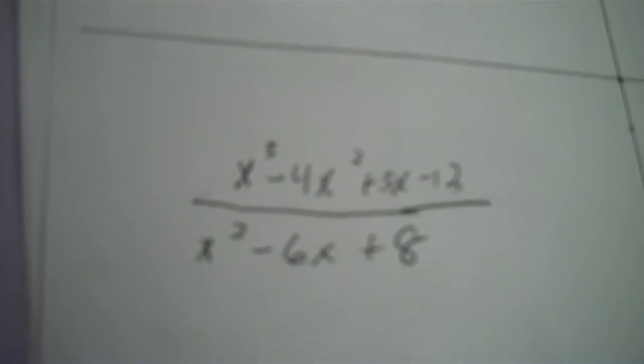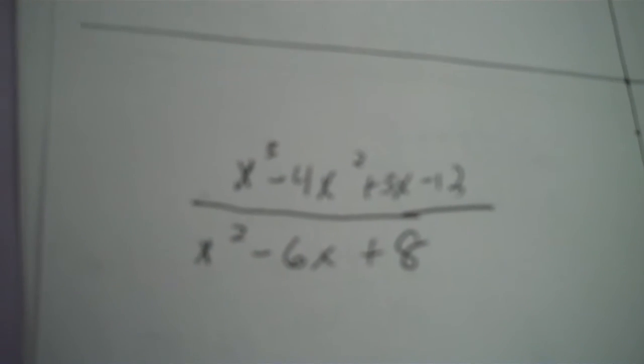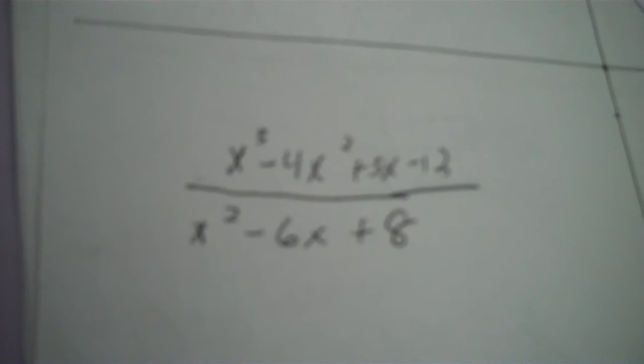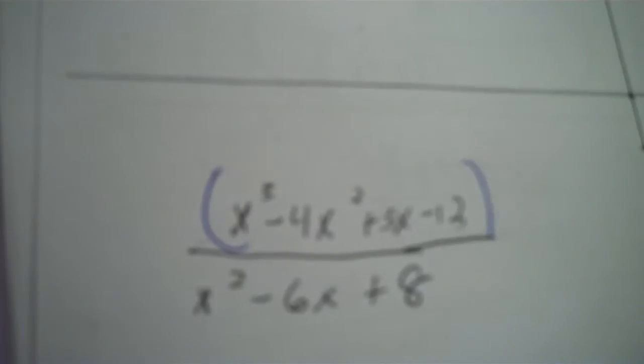Okay, next problem. X to the third minus 4x to the second plus 3x minus 12, and then we have x to the second minus 6x plus 4. Check the top. Do you have any pluses and minuses? Yes, you do. Okay, so you need to parenthesize that and attempt to rewrite it. X to the third minus 4x to the second plus 3x minus 12. Now it's a quadnomial, 4 terms. That's the grouping.